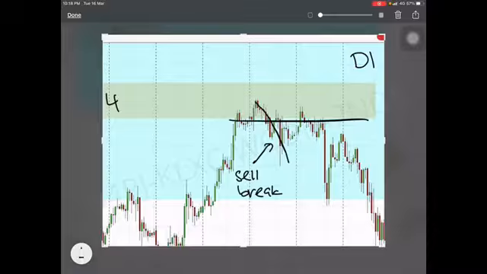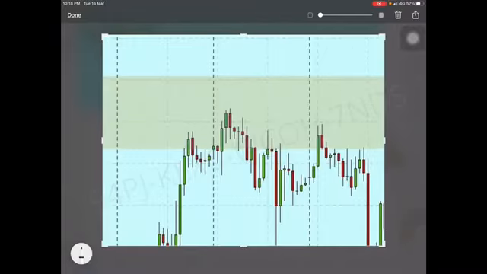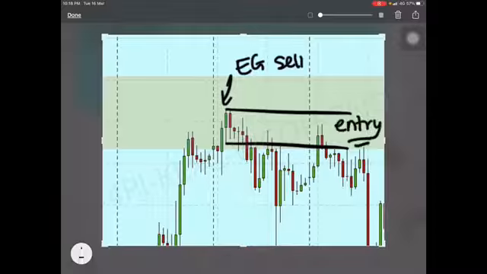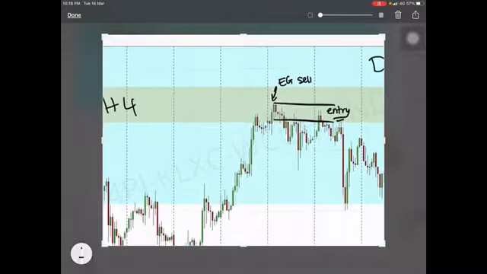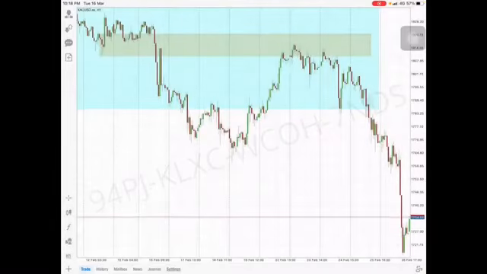Is it clear? Okay, after that, we can entry. So how do we entry now? Look at it and you will see there is an engulfing sell. You see this? So this is where you will entry. Here is the zone for you to entry. So that is the completed SOP. Is it clear to you now?